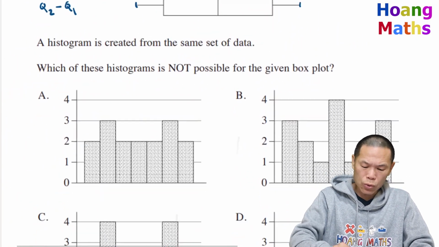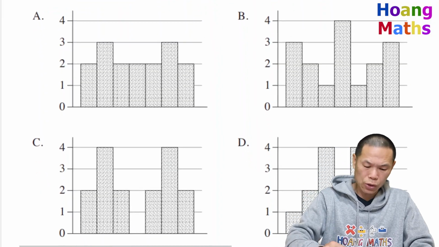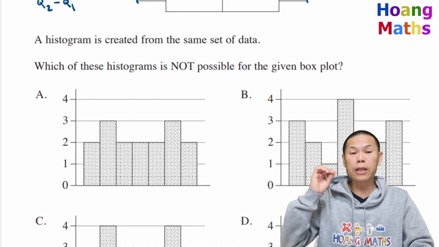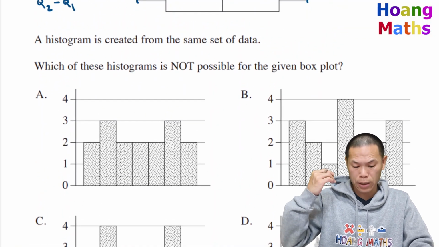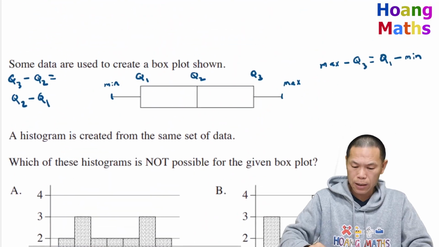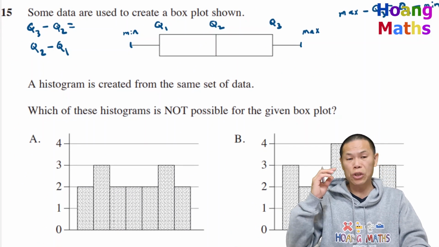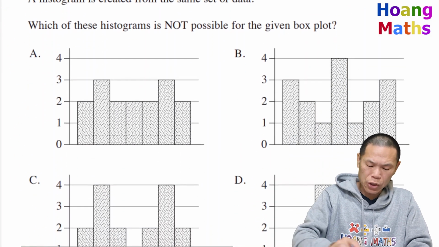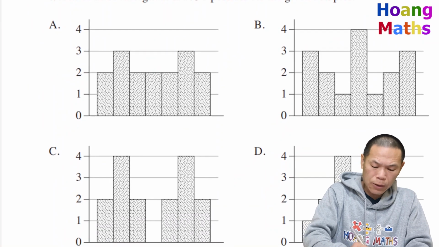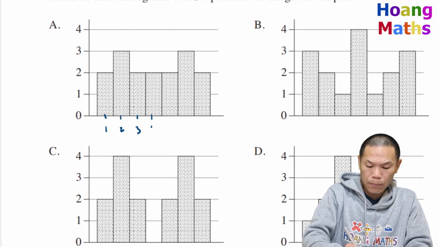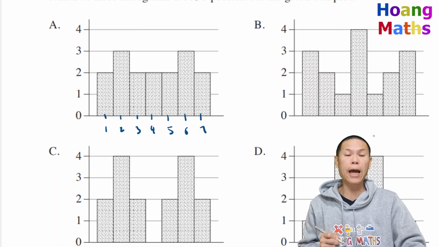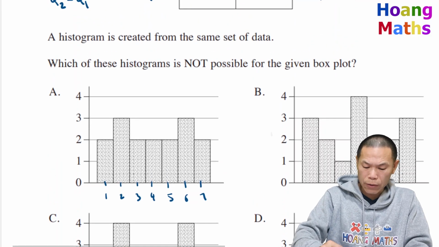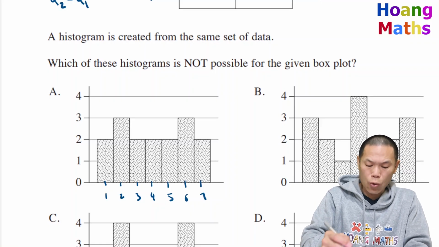So now what we do, we can just work out the interquartile range, or the maximum minus Q3 and so on. So we just compare. Okay, so let me just work this out. Let's say that we have a score here. Let's say 1, 2, 3, 4, 5, 6, 7. Okay, so we need to work out this. So let me just list the score out.